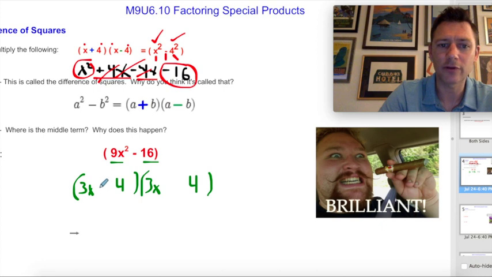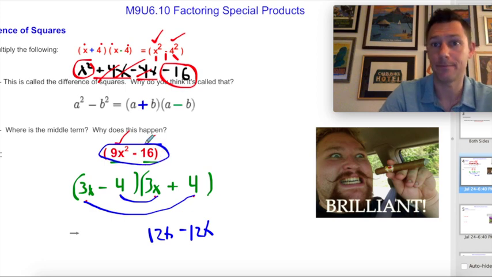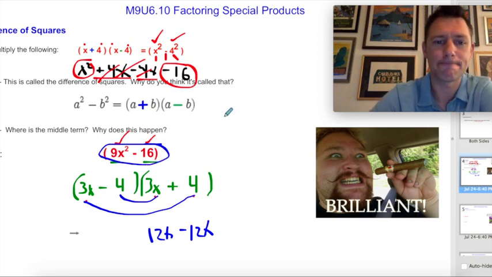Because there's no middle term, you have opposite signs. It's also the only way you're going to get a negative here. So this and this give you the 9x squared. This and this give you the negative 16. And when you multiply this together, you get 12x. And this together, you get negative 12x. And those cancel out, and that's why you don't see them there.